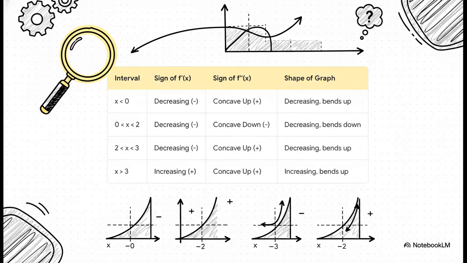Check it out. For x less than 0, the function is decreasing and concave up. Then, between 0 and 2, it's still decreasing, but now it's concave down. From 2 to 3, it flips back to being concave up, but it's still decreasing. And finally, after x equals 3, it's both increasing and concave up. We now have a complete play-by-play for our function.